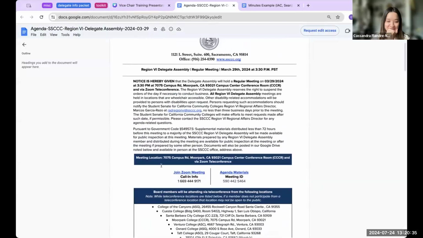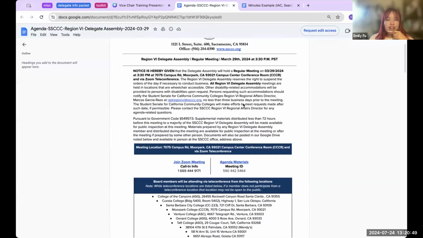So this is how an agenda usually looks. The stuff you usually have to change is your region, whether it's a delegate assembly or an internal affairs committee, and the date and time that the meeting will be held, and the address of where the chair will be holding the meeting. Make sure that you put in a room number for where the meeting will be held.